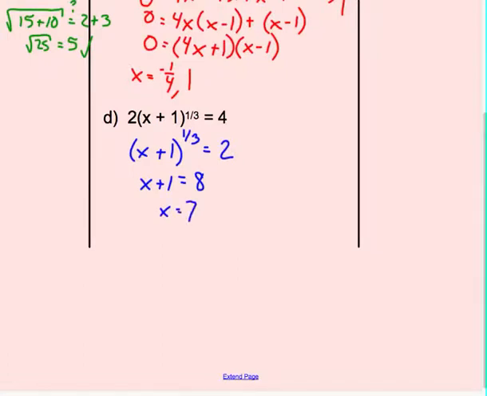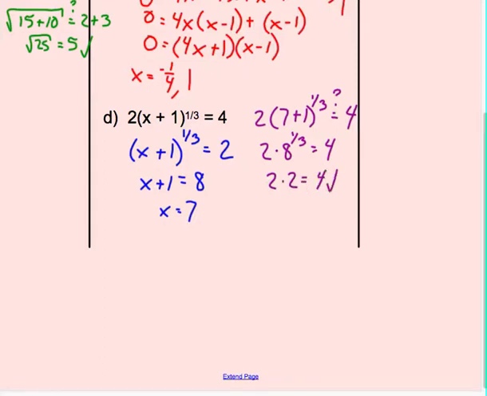And last step, checking my answer in the original equation. Seven plus 1 is 8. And remember, the 1/3 power is the same as a cube root. The cube root of 8 is 2, and 2 times 2 does equal 4, so my answer checks out.